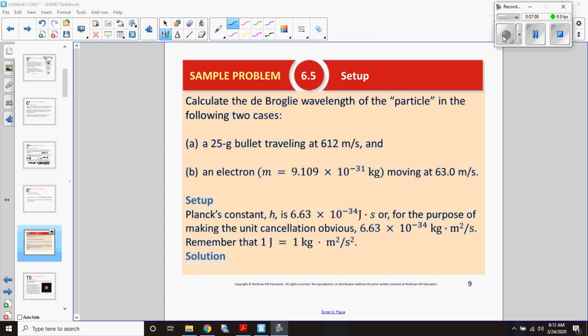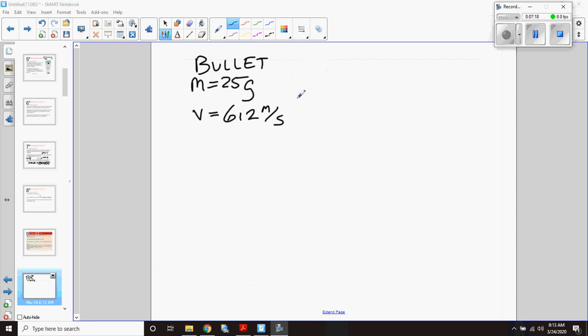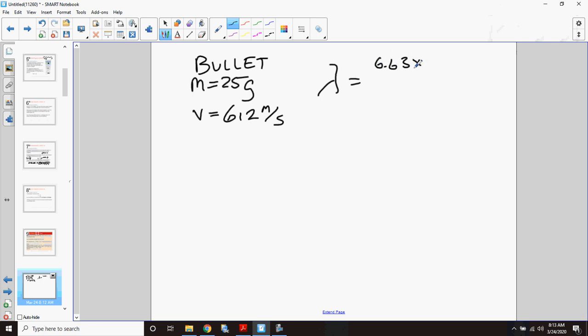So here's a hypothetical problem. Imagine you've got a 25-gram bullet moving at 612 meters per second. And you want to find out, well, what's the wavelength of a bullet traveling 612 meters per second? Well, let's plop it into de Broglie's equation. So wavelength lambda equals Planck's constant, which is 6.63 times 10 to the negative 34, divided by the mass, 25, times 612.